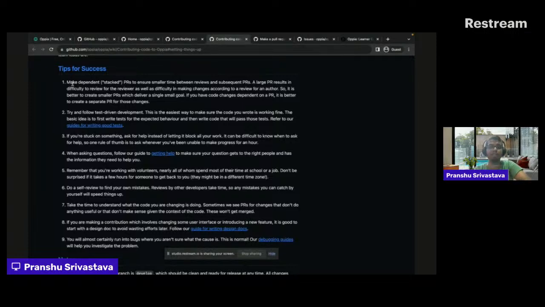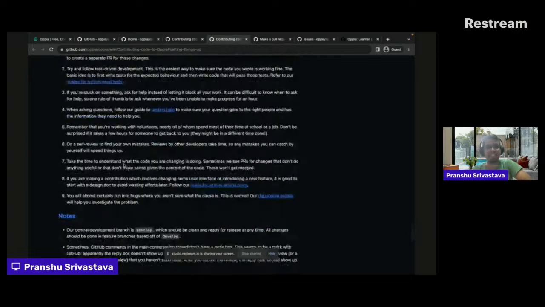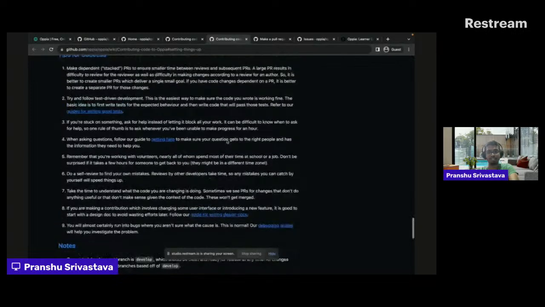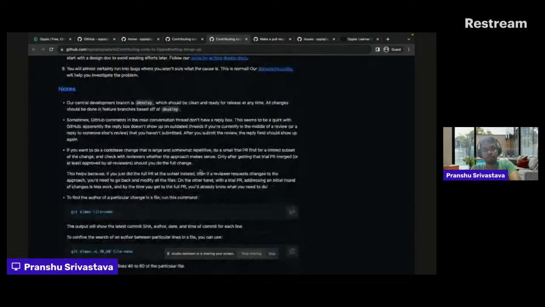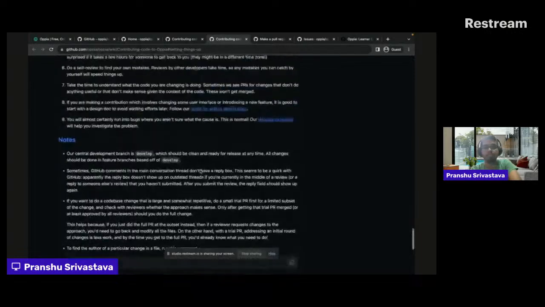So a lot of people come to this project by searching it on the GSOC website. So they take that into consideration, and they want people to contribute to their project in Google Summer of Code. So they have mentioned these tips for success for people who are trying to contribute to this project.